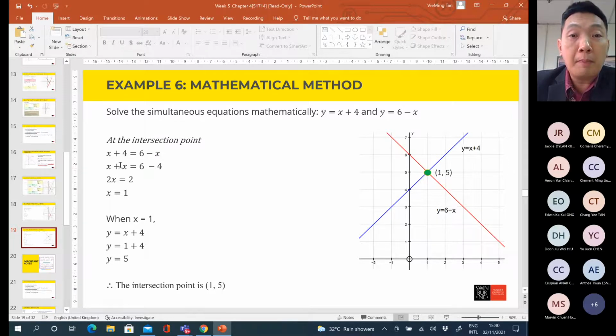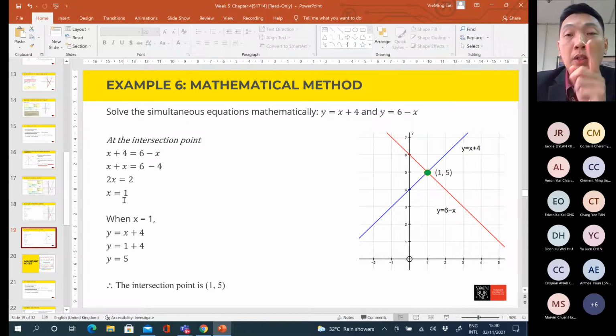Then we simplify. Apple plus apple. 1 apple plus 1 apple, 2 apples. Right. On the right hand side, we have 6 minus 4, so you get 2 positive. Then move this coefficient of x, power 1, 2, to the right hand side, becomes divided by 2. So 2 divided by 2 is equal to 1. Okay, so x is equal to 1 at the intersection point.